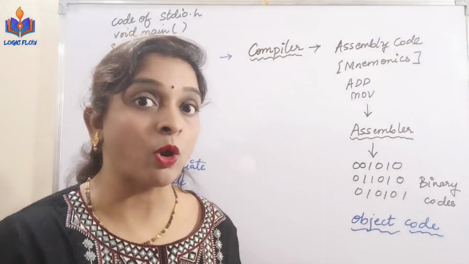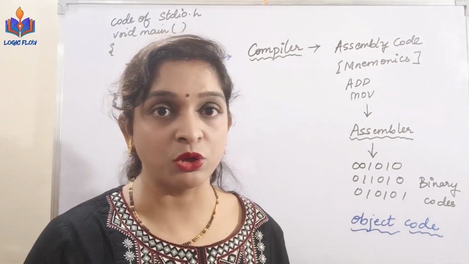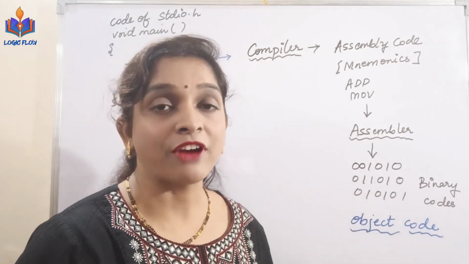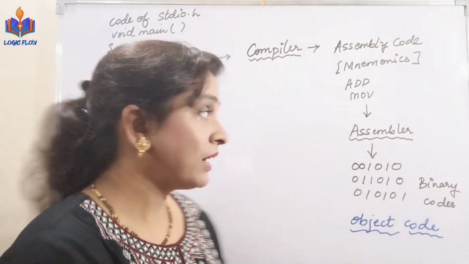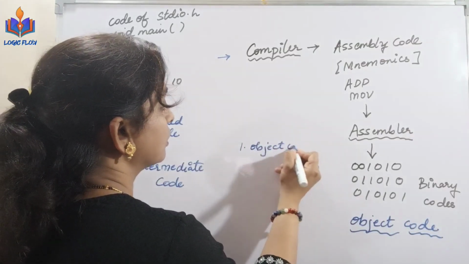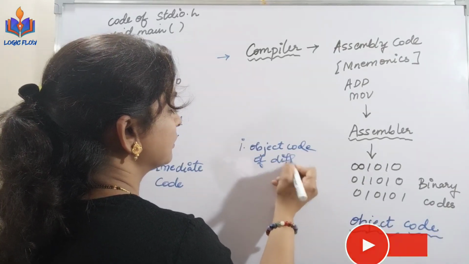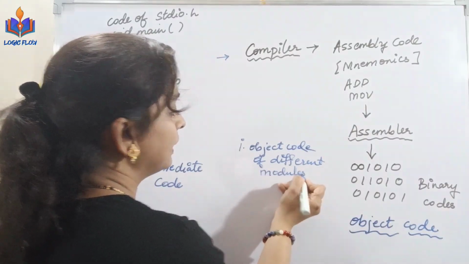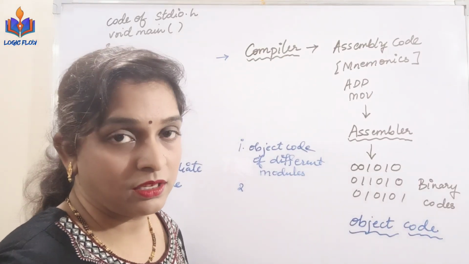Well, we will have many object codes like this, because when I say a program will have many modules, each and every module will come out with a different object code. And finally, I have to link all these object codes. When I group all these object codes of different modules, I need to link them, and then I use many inbuilt functions.